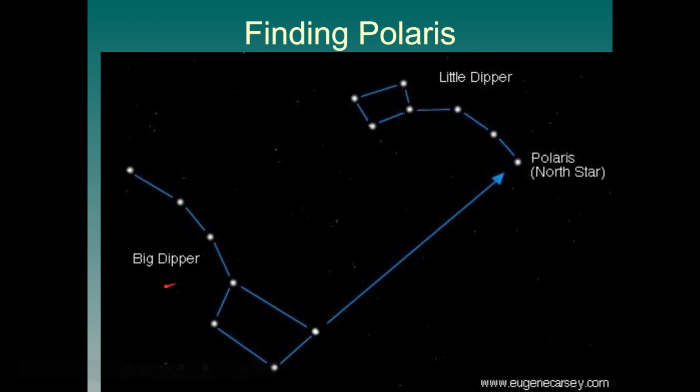The Little Dipper and the Big Dipper are, of course, parts of two constellations known as Ursa Major for the Big Dipper and Ursa Minor for the Little Dipper. The Big and Little Dipper themselves are not constellations. They're what we call asterisms, which is a less formally defined grouping of stars. So the Big Dipper is part of Ursa Major, and the Little Dipper is part of Ursa Minor.